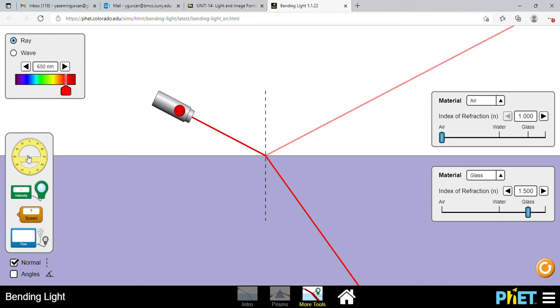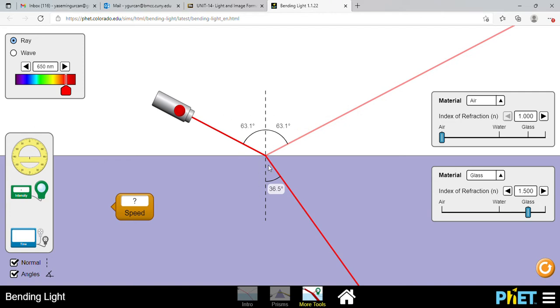So there are different tools here that you can use. One of them is speed. You can just put it in this and carry it to there to look at the speed in that specific medium, or you can calculate the speed yourself. You can click on angles to be able to read the angles with the normal.